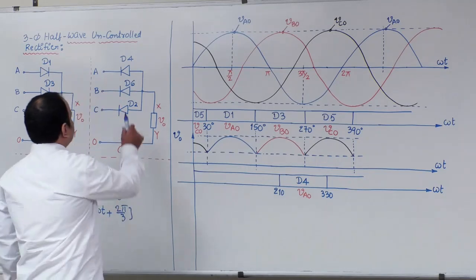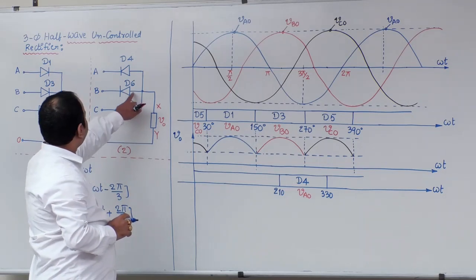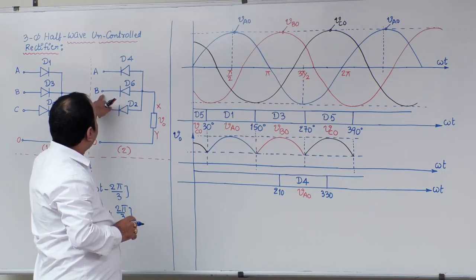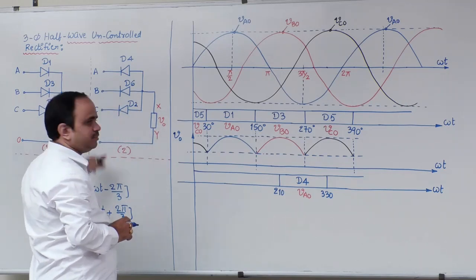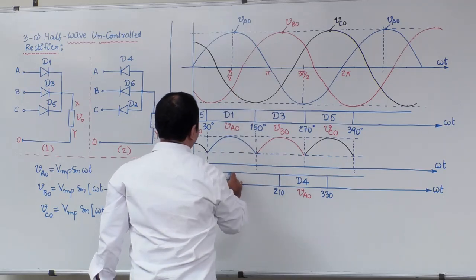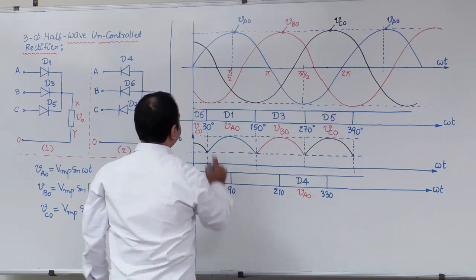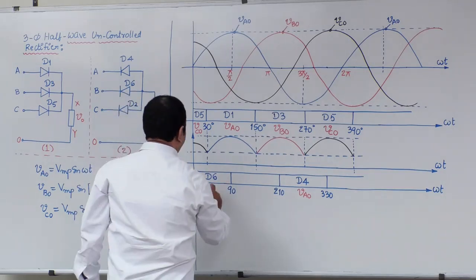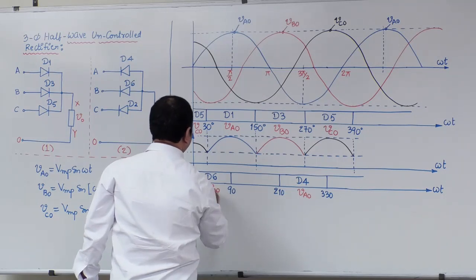Next, D6 is connected to phase B. Hence, D6 will forward bias when phase B is more negative. Therefore, when D6 is on, this X is connected to B, hence V0 is equal to VBO. Now check here, VBO is the red sinusoidal. VBO is more negative from 0 to 90 degrees. Hence, in this interval, D6 will conduct. When D6 is on, the output voltage is VBO.